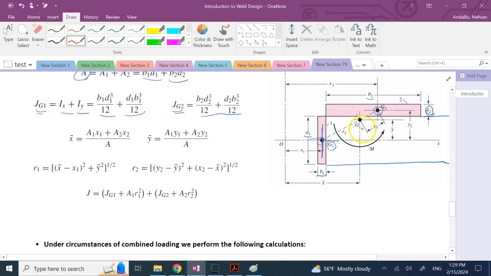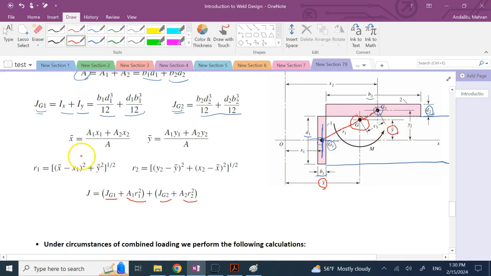So it has to be with respect to this point. Therefore, we have to use what? We have to use parallel axis theorem. And you see this J of G1 is added to it, A1 times R1 squared, where R1 is this distance. And the second one is added to R2 squared times A2. So you see here parallel axis theorem is used. And the way to find R1 and R2 is by what? By finding the location of the centroid, which is shown by X bar and Y bar.